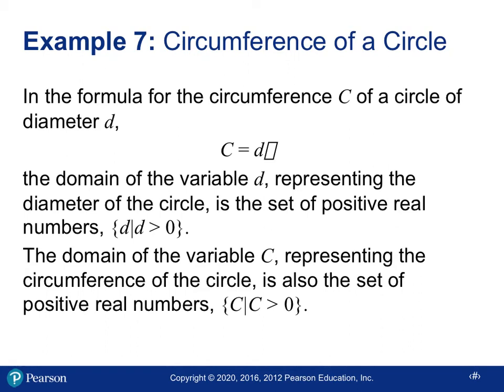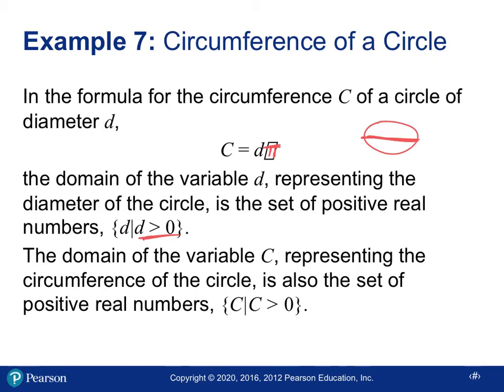So let's say we have this question. In the formula for the circumference, C, of a circle, which is equal to pi times the diameter, the formula is supposed to show pi, but it didn't show up on the graphic. So the domain of the variable d, which represents the diameter of a circle, is the set of all positive real numbers where the diameter has to be greater than 0. So you may say, well, where did that come from? Well, let's just think about this. If you've got a circle, the diameter can't be less than 0, and it can't even be equal to 0, or else this circle wouldn't exist.